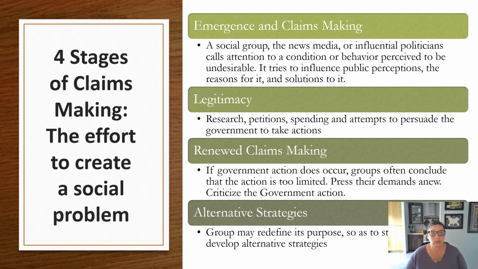So anytime a social group, a news media, any type of politician, draws attention to the conditions or the behavior, for example, climate change, and society starts to agree that it's undesirable, they are making the claim that it's a social problem, and they're trying to influence the public. So that could happen through policy, through media, through education. The same thing occurs when people try to make a claim against a social problem. So they'll use the same exact strategies.